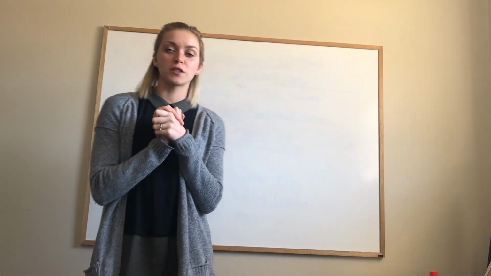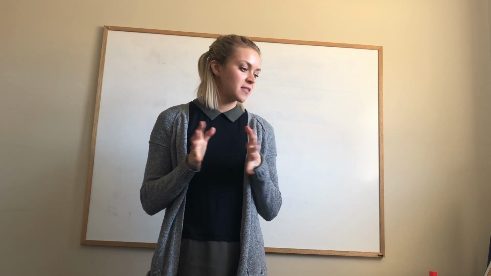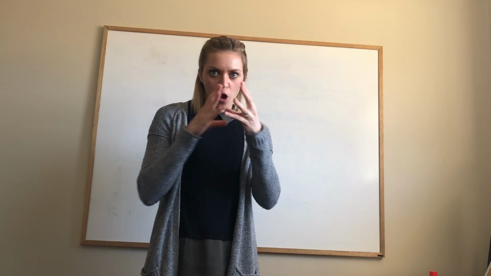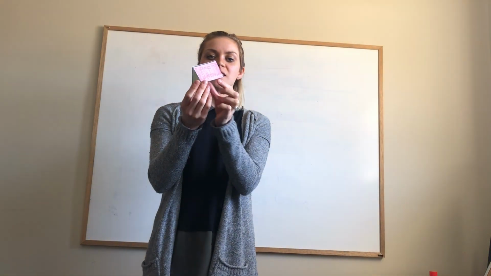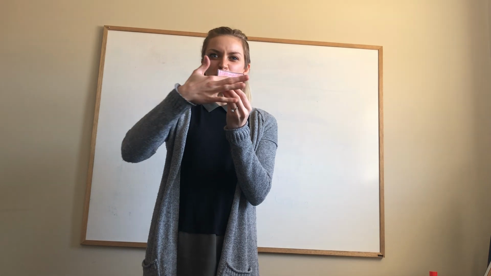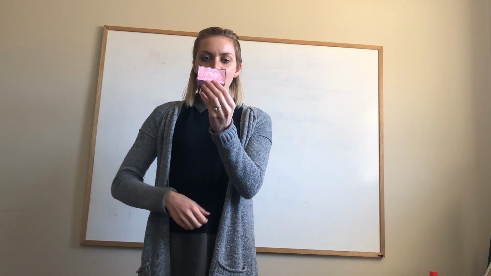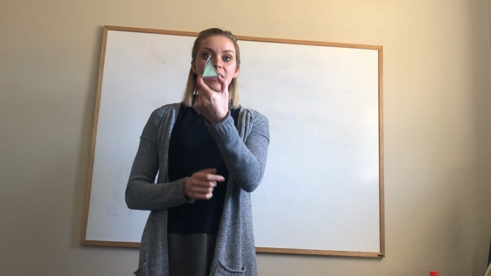All right, it's time to learn about one of our last 3D shapes, and that is a prism. Prisms are objects that are long and are made up of identical sides. For example, this is a prism. It has long sides, and then the two ends are identical.